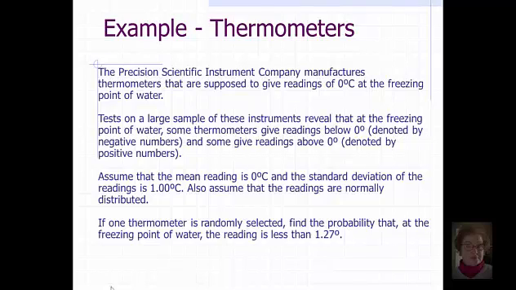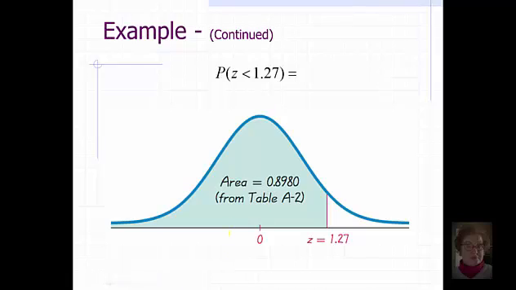So here's that problem I just did for you on StatCrunch. In this case, our distribution already has the mean of 0 and the standard deviation of 1. And we want to know, when the true temperature is 0 degrees Celsius, what's the probability that the thermometer will read less than 1.27 degrees. So here's our sketch. And we've already done this, and you already know that the area is going to be 0.898. Ours was just a little bit different when we use StatCrunch because it takes it out to a lot more digits, but it would round to the same thing.